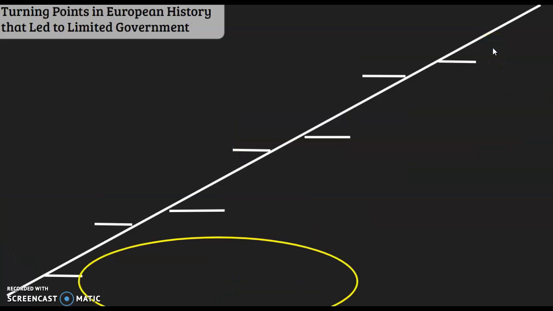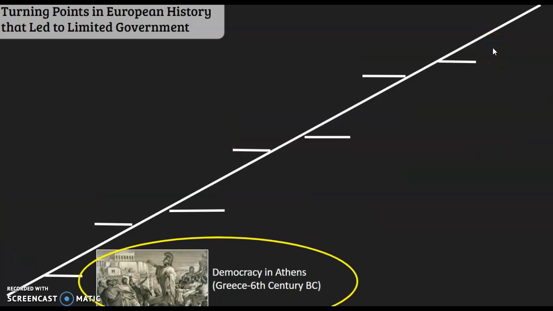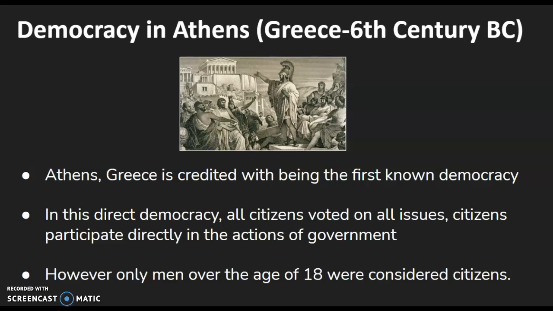So let's begin with Athens, okay, democracy in Athens. Athens, which is Greece, in the 6th century BC, like I said, up until this, most rulers had absolute powers, but Athens changes all this. Athens, Greece is credited with being the first known democracy. More specifically, they are a direct democracy, okay, which means all citizens voted on all issues. Citizens participated directly in the actions of government.